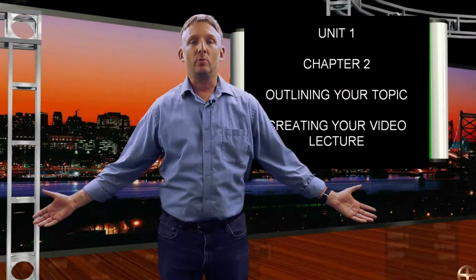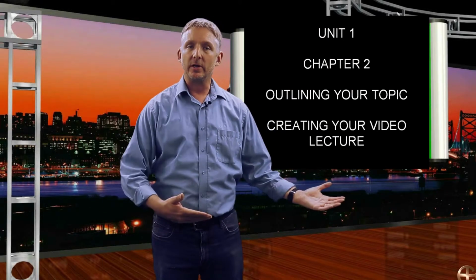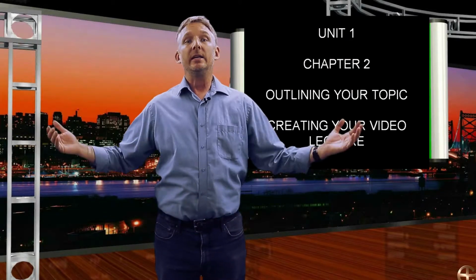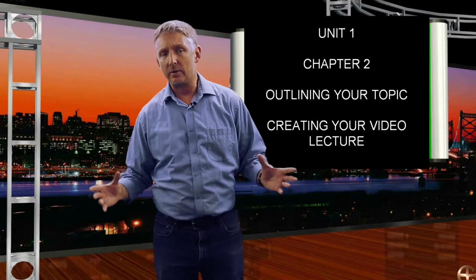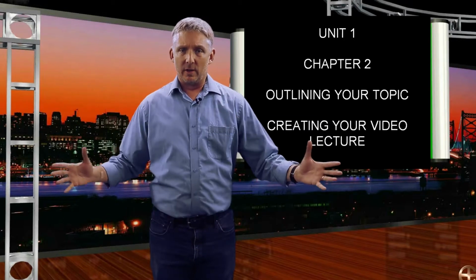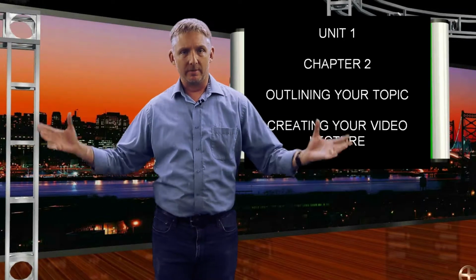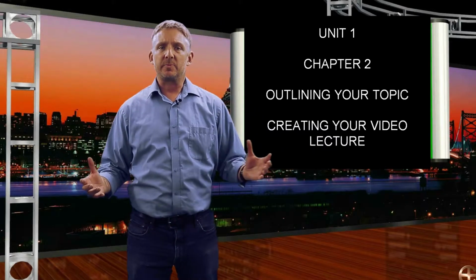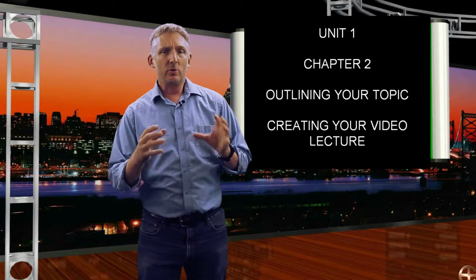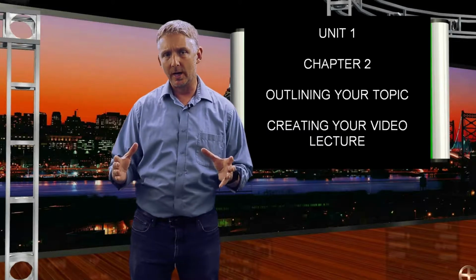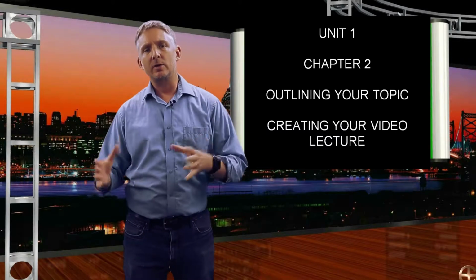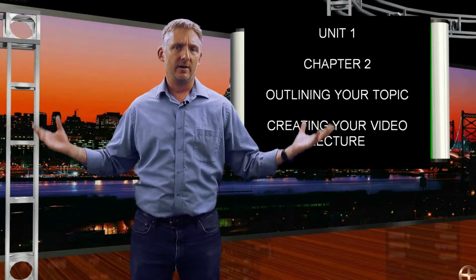You made it through Unit 1, Chapter 1, and you're moving on to Unit 1, Chapter 2. In Unit 1, as you recall, we talked about the overview of the e-course production method. And now we're going to talk specifically about how to outline your topic and then how to come into the studio and produce a video.